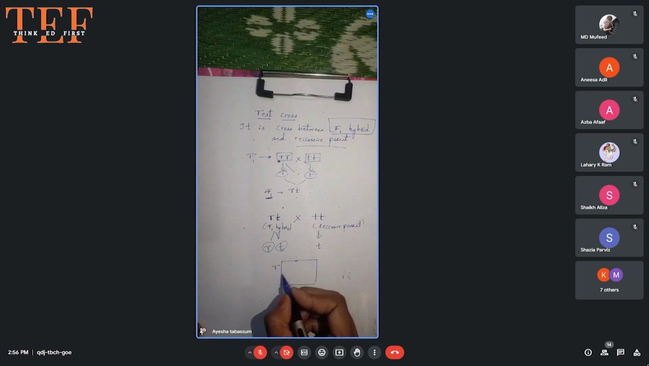Capital T, small t. Now here you just have small t. Capital T, small t, small t, small t, small t. So the ratio is 1:1. One capital T small t and one small t small t. So this is the monohybrid test cross ratio.